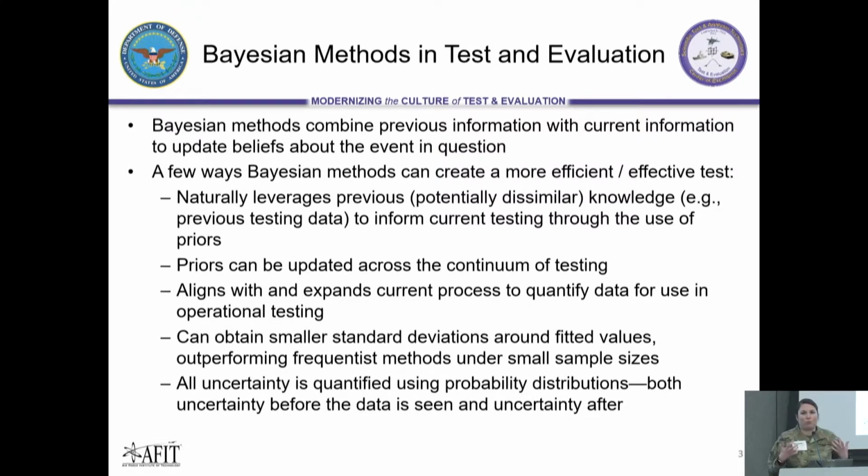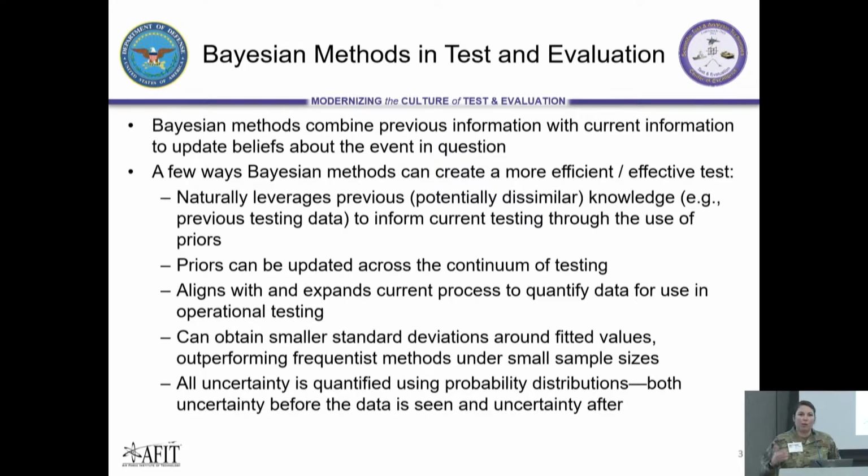Bayesian methods really come down to combining previous information with current information and updating our beliefs about a specific event in question. As I think about what Bayesian methods do for testing, we as testers come to an event and we have some sort of understanding of the system, and that might be from previous testing or personal experience, and we also need to answer questions that the decision makers need to know about how that system performs.